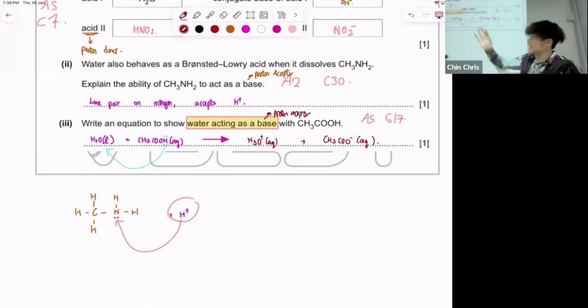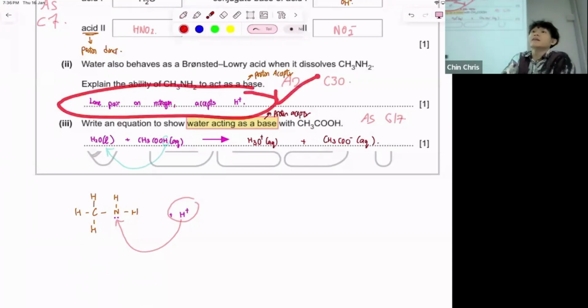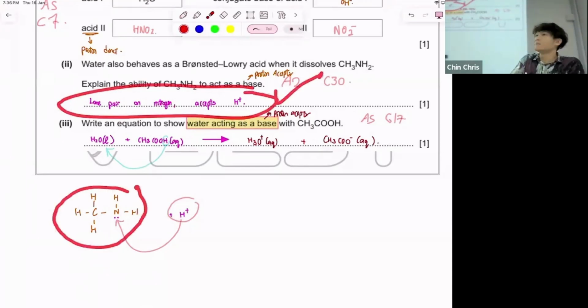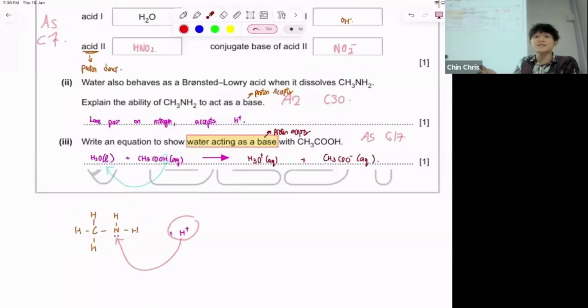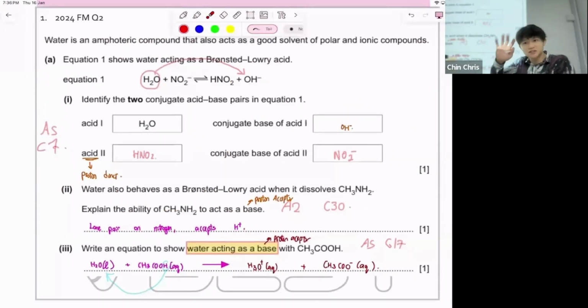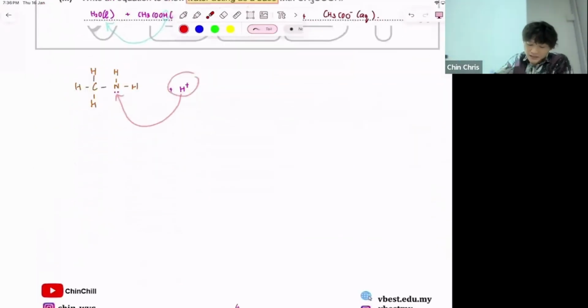Okay, so this is still AS. The only A2 part is here, because you need to know how to draw this. But the fundamental is still AS. So this entire question is 30% AS, 30% A2.